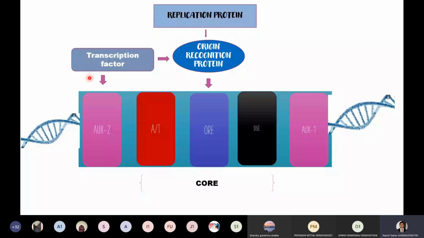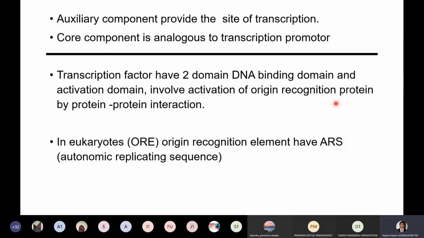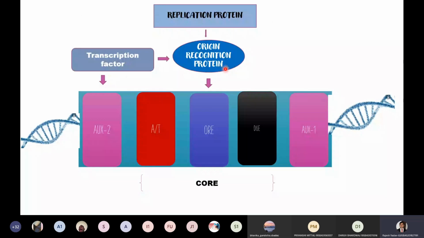And second is an activation domain. Activation domain is involved in activation of the origin recognition protein. So that is the origin recognition protein. So it will activate the origin recognition protein. Two domains, one is a DNA binding domain, so it binds with this auxiliary component, and second is an activation domain, so it will interact with this recognition protein and activate this protein.